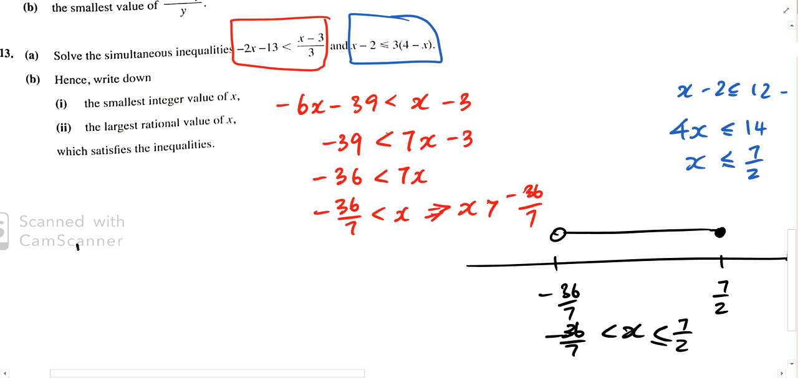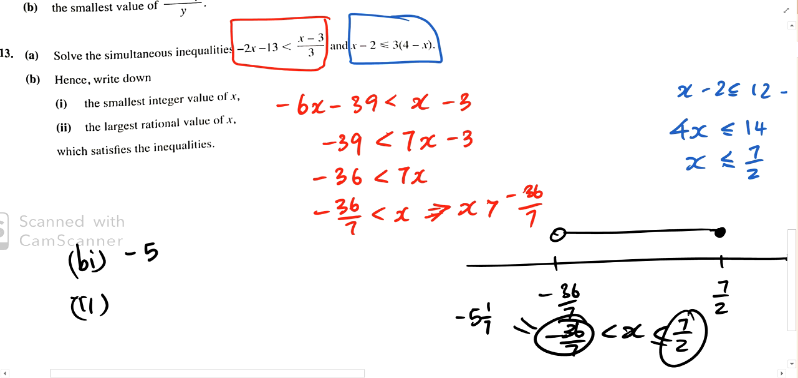Then for part B, part 1, smallest integer value for x. Negative 36 over 7 is the same as negative 5 and 1 over 7. So the smallest integer value will be negative 5. For part 2, the largest rational value of x, something that is rational, can be expressed as a fraction with integers for numerator and denominator, so we get 7 over 2.